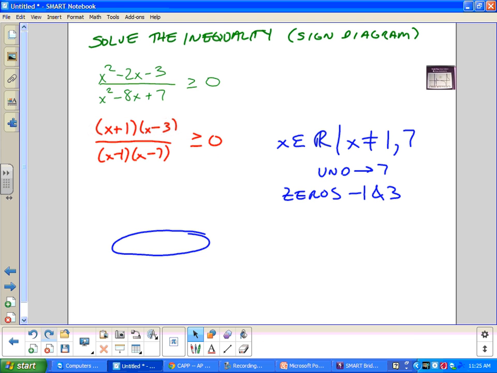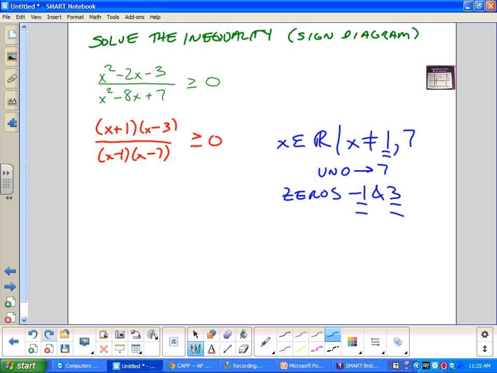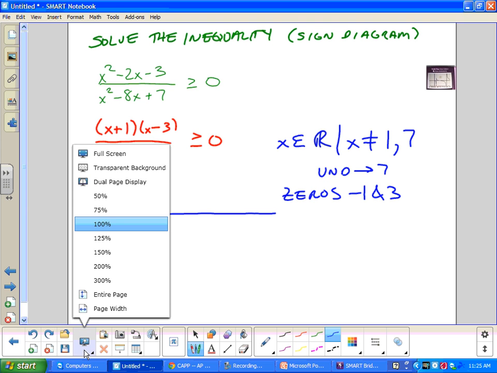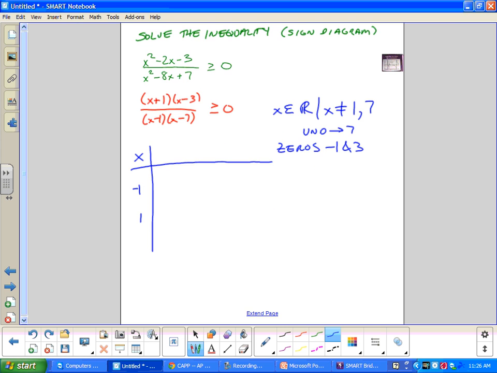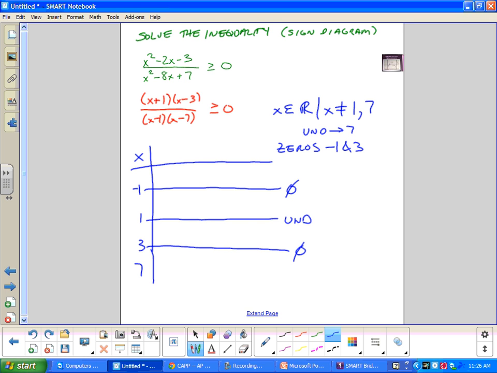And we can now make a sign table, and we can use these as our points of interest, okay? Because we know that the undefineds don't have any sign value, and we know -1 and 3 are 0, and they have no sign value. So we typically make a big, ugly table. And we start from the left, and I'll go -1, 1, 3, and 7. -1 and 3 are zeros, and 1 is undefined, and 7 is undefined.